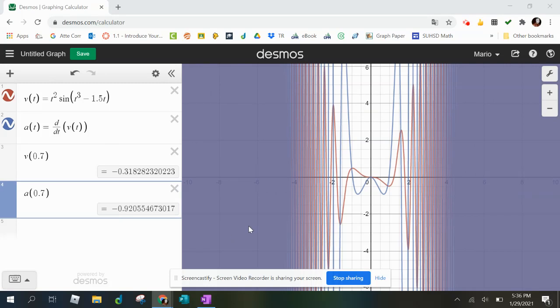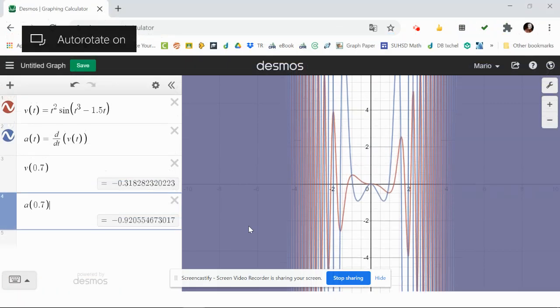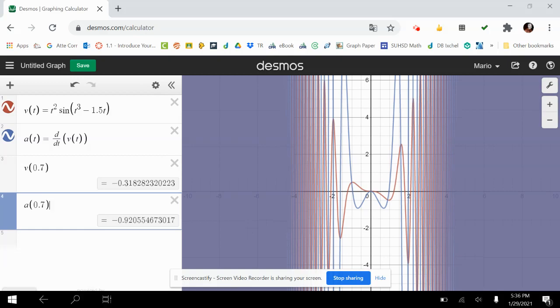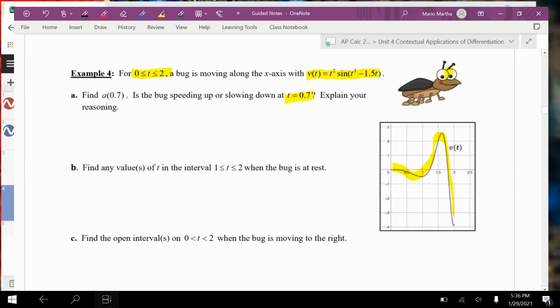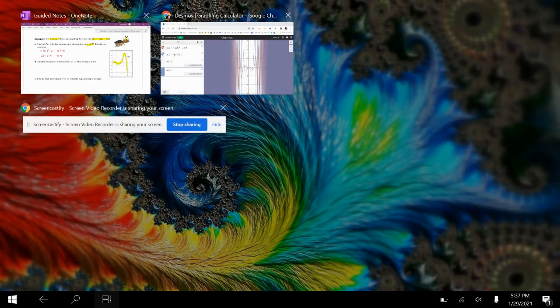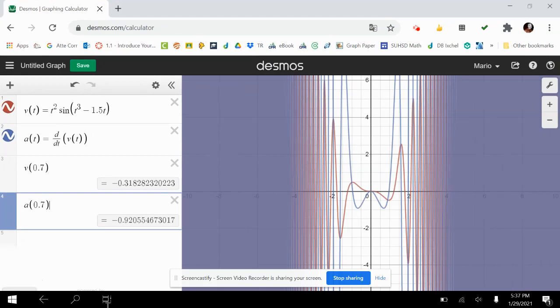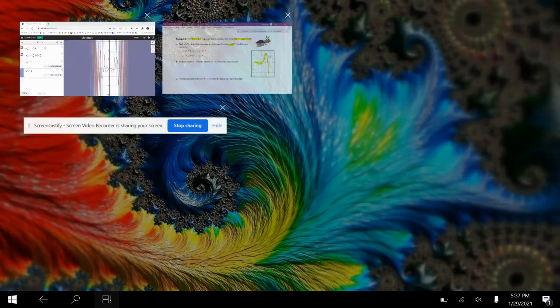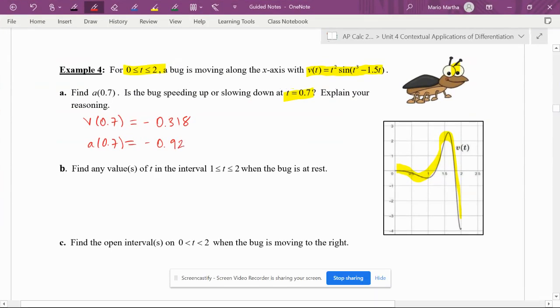All right, so let's go back into our notes. So we're going to say v of 0.7 is equal to negative 0.318. And then a of 0.7 is equal to negative 0.9205. Let's double check. 0.9205. All right.